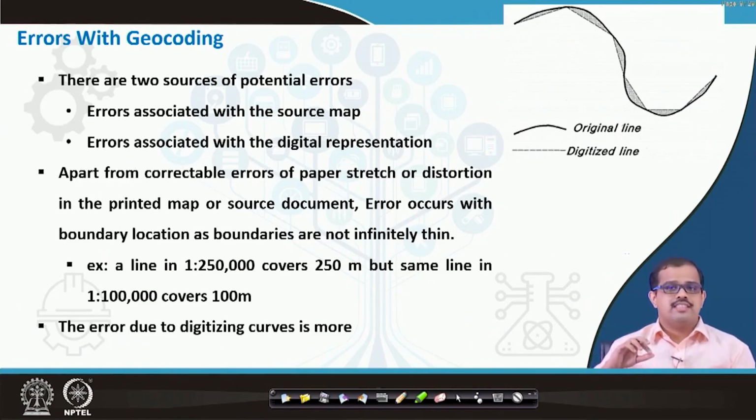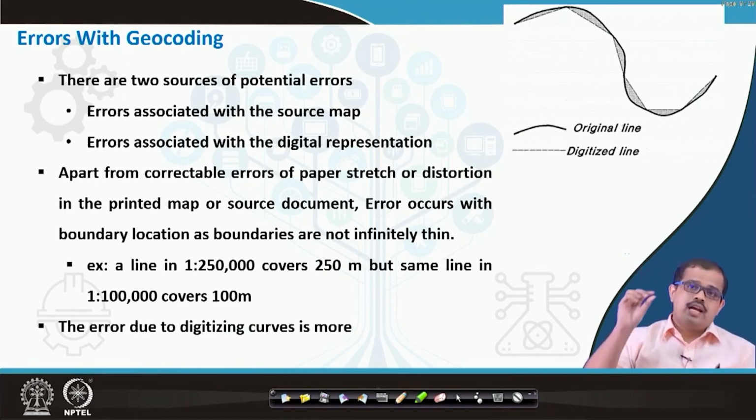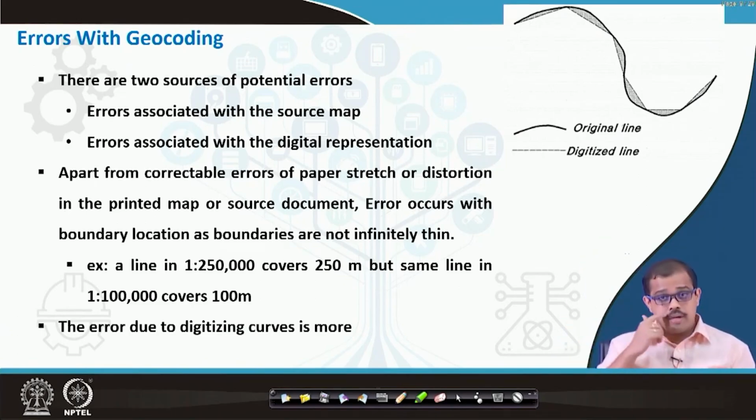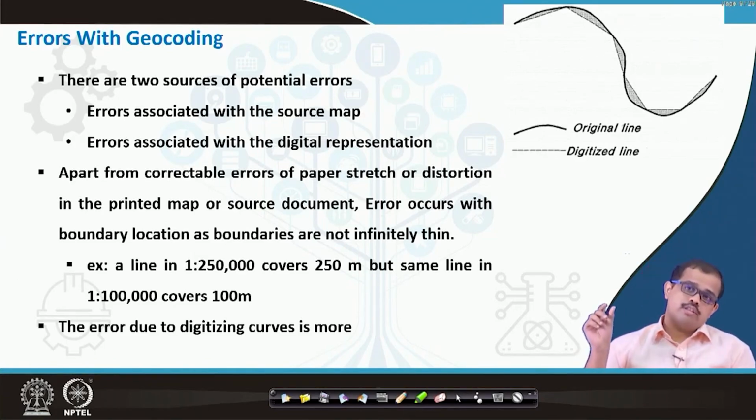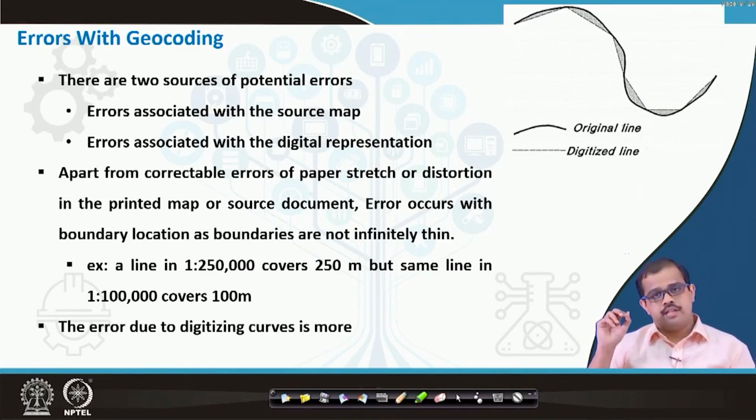These errors are quite easy to understand when you are looking at your own data set. Apart from the correctable errors of paper stretch or distortion, errors also occur with the boundary location, or the boundaries that are not infinitely thin. For example, I gave an example of how the vector is converted to a raster. Let us say I have a boundary line, just to represent it as a form of a map. I give a boundary line which may be 1.0 thin or 10.0 thin, depending on the way it has to be represented by me.